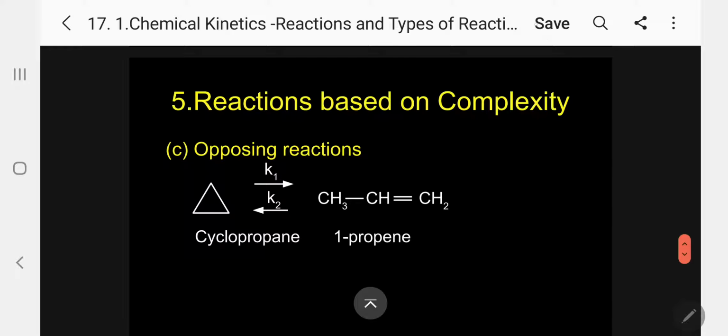Now, another type under complex reactions is opposing reactions. So take cyclopropane and heat. There are two types of reaction. One is K1, the forward reaction, opening the ring to produce propene. Another is the opened ring again coming to the closed ring with K2, that is cyclopropane. This type of reaction we will call opposing reactions. Kindly follow.